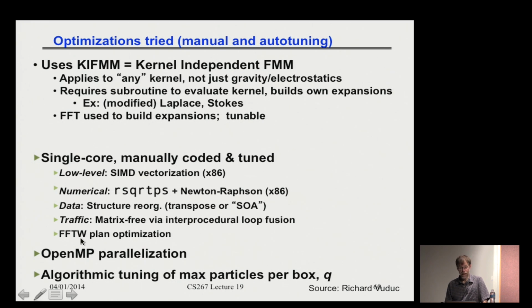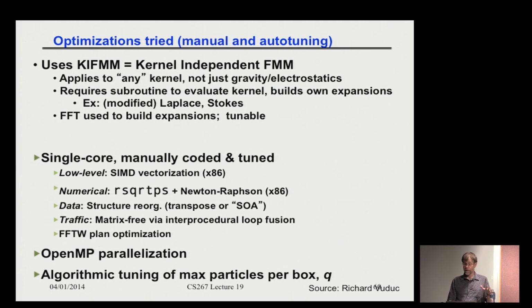And then there's tuning the FFT using this package called FFTW that I'll have a lecture on later. That stands for the fastest Fourier transform in the West. And as I said, I'll have a lecture on that later. And then they used OpenMP. This was all multi-core kind of stuff. And the last tuning parameter they played with was you build the quadtree, and at some point you stop when there are a certain number of particles in each box. That was Q. So that's yet another tuning parameter.